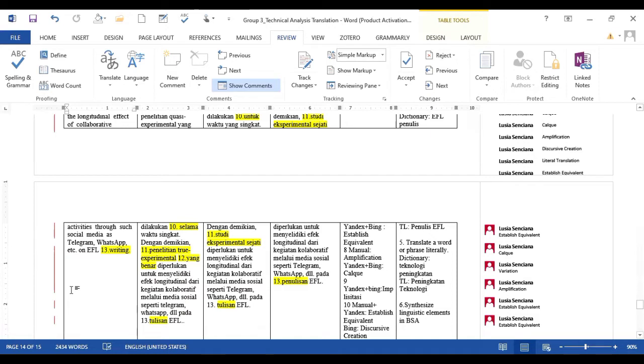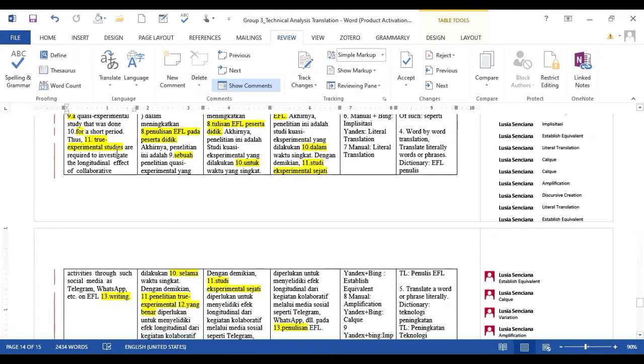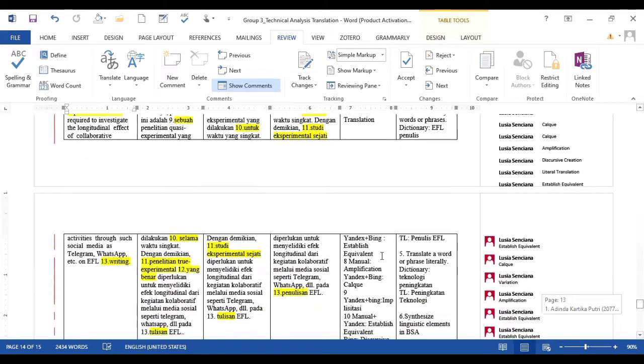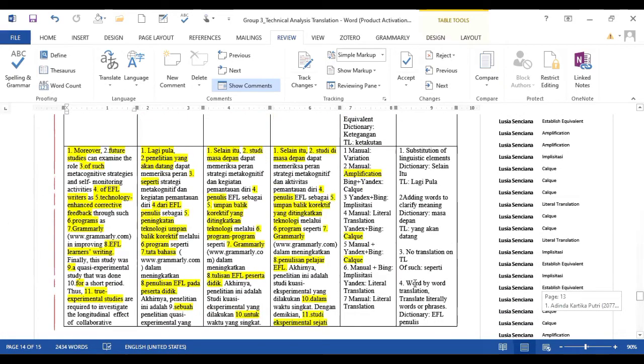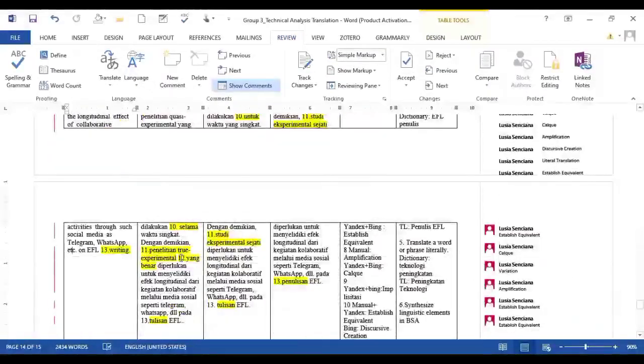In the source language there is no such word, but there is added information in the manual translator, yang benar. So in the source language it is: only true experimental studies are required. But in the manual translator, there is penelitian through experimental yang benar diperlukan. So in here I use amplification, or adding a word to clarify the meaning. There is the added phrase yang benar. So in number 12 I use the amplification technique. But in the online translators there is no added word, so only the manual translator has the amplification technique.